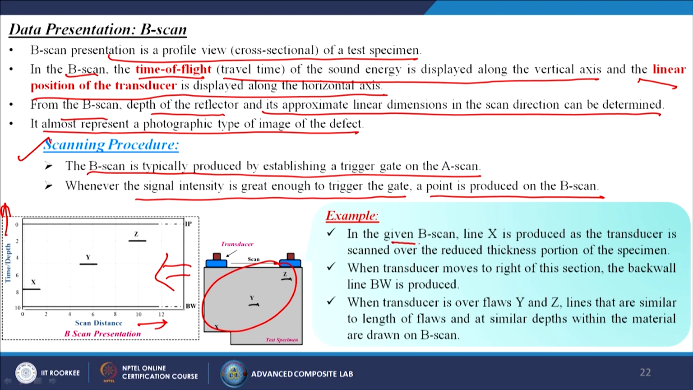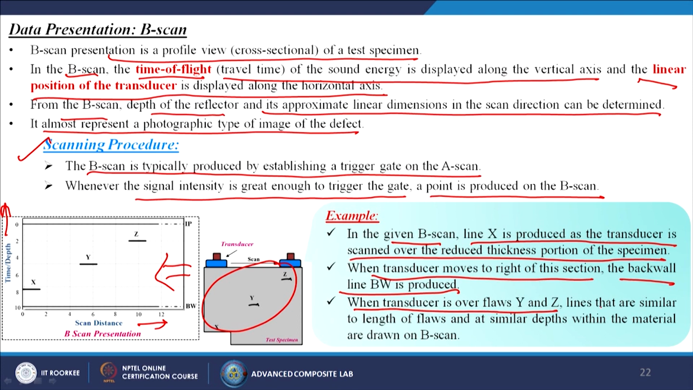Example, in the given B scan, line X is produced as the transducer is scanned over the reduced thickness portion of the specimen. When the transducer moves to the right of this section, the back wall line BW is produced. When the transducer moves over flaws, Y and Z lines, similar to the length of the flaws and at similar depths within the material, are drawn on the B scan.